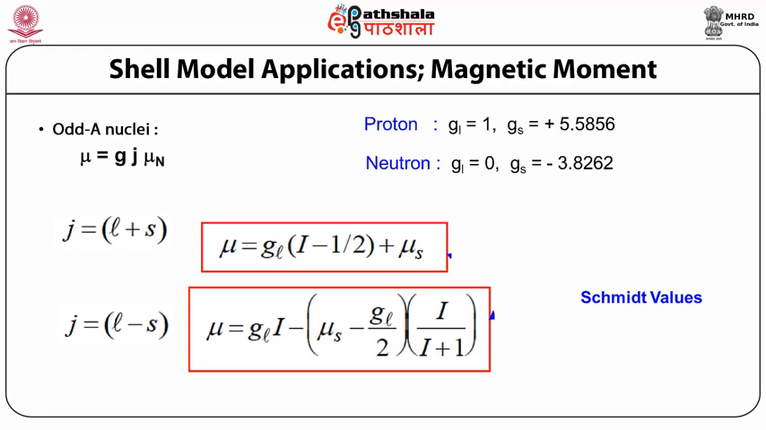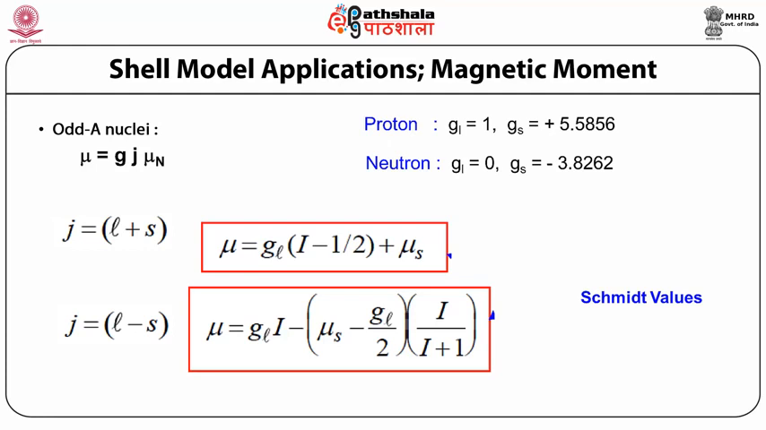Now, in the arrangement when J is equal to L plus S, the magnetic moment for odd A nuclei is given as mu is equal to Gl I minus half plus mu s. In the arrangement when J is equal to L minus S, the ground state magnetic moment for odd A nuclei is given as mu is equal to Gl I minus [mu s minus Gl by 2] I upon (I plus 1).